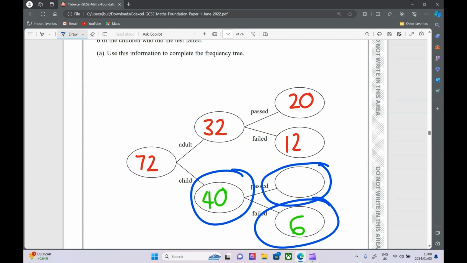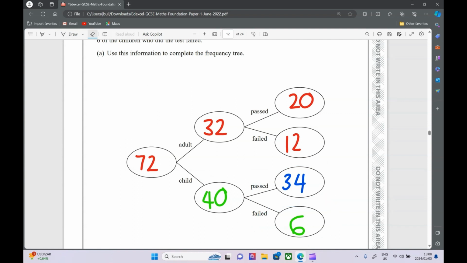So that would have to be 34 plus 6, which gives me 40. So there I filled in my frequency table. Really straightforward. You would just have to work through it like that, just keep track of the branches. And then they ask us a question based on this.